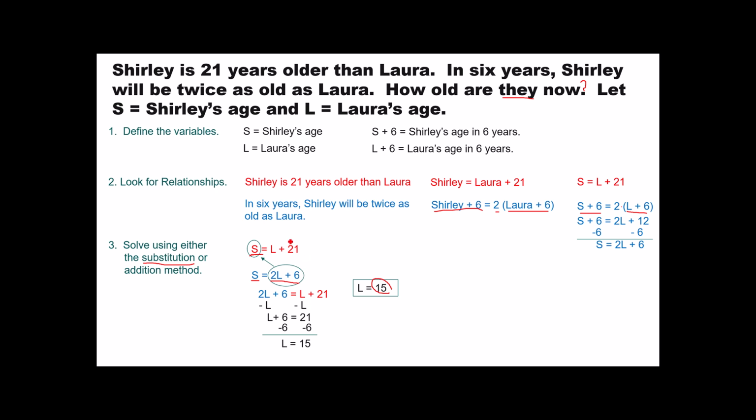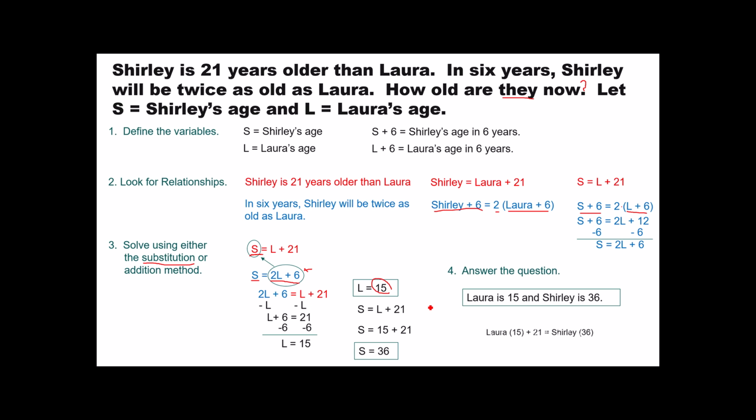I'm going to take the first one, not just because it looks a little bit easier, but I remember that I did some computation and rearranging on that second equation, and if I plug it into that one, there's a chance that I may have a computation error that gives me some grief. So I'm just going to use the first equation, plug in the 15 that I know, and it gives me the S that I don't know. Always make sure you answer the question. Laura is 15 years old and Shirley is 36.